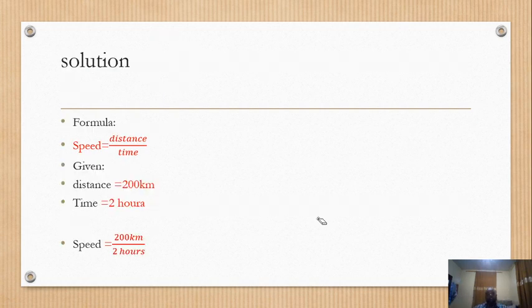Let's see the solution. The formula first. Whenever you are calculating something, if that calculation has a formula, write the formula first. So the formula of speed is distance divided by time. So what are we given? We're given the distance, which is 200 kilometers. We're also given the time, which is 2 hours.